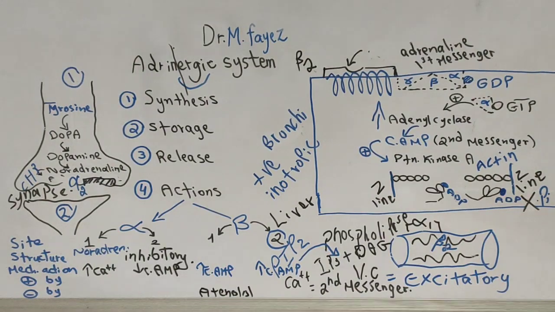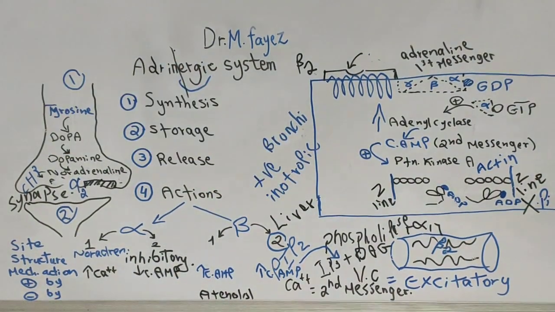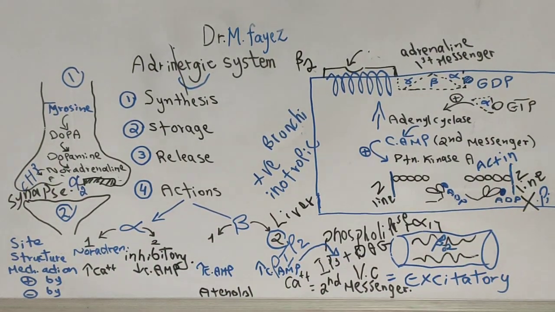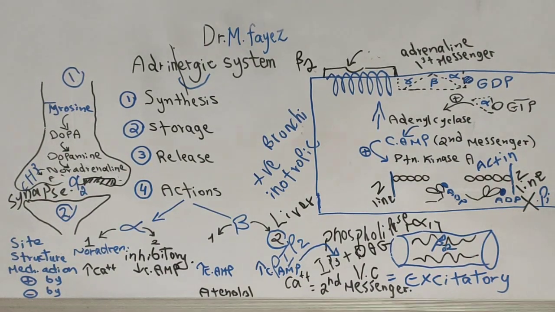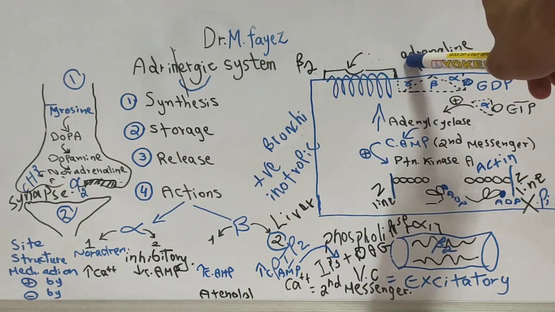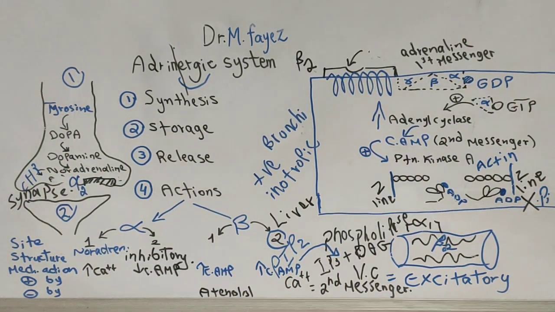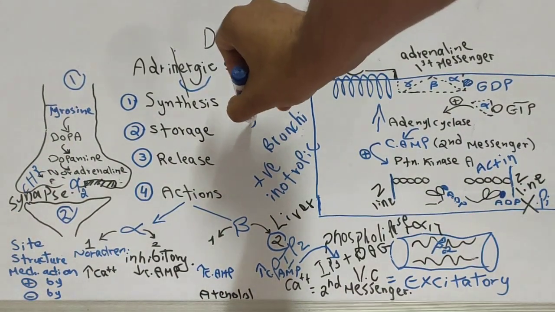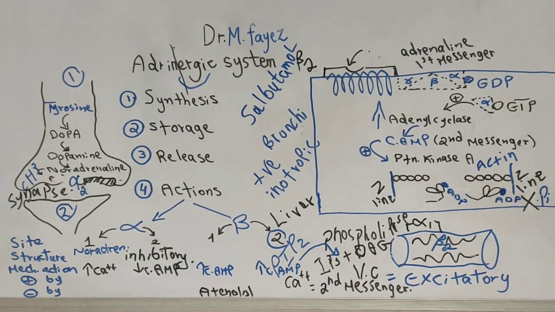Suppose I come to your clinic with my bronchi constricted. I suffer from bronchospasm or bronchial asthma. This means that I need a bronchodilator. Bronchodilatation means inhibitory action or excitatory action? It means inhibitory action. So I should give you a drug similar in action to adrenaline, which binds to beta 2 receptor on the bronchi, causing bronchodilatation. So beta 2 stimulant is called salbutamol. This is important in order to understand. Salbutamol is very, very important.